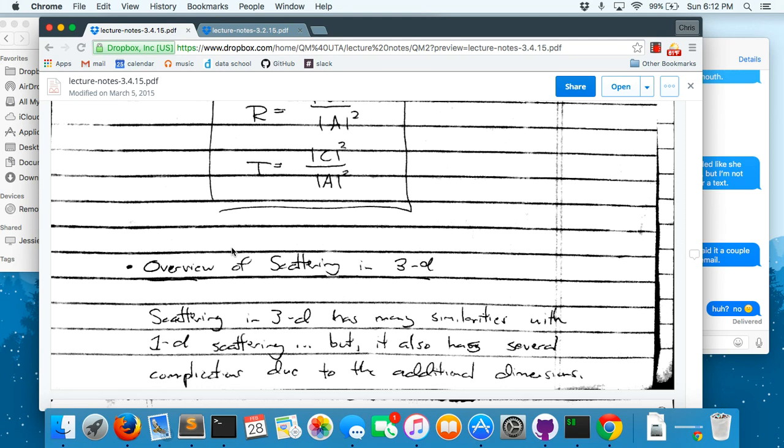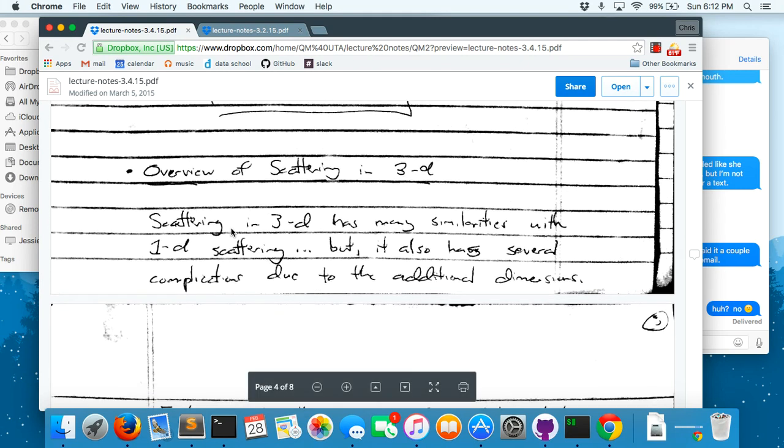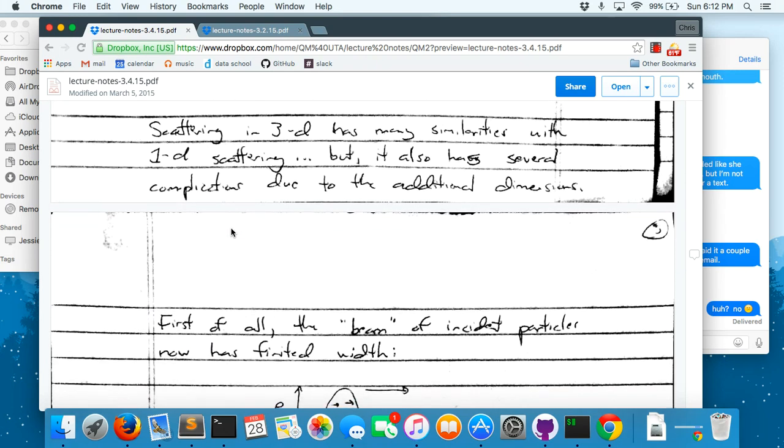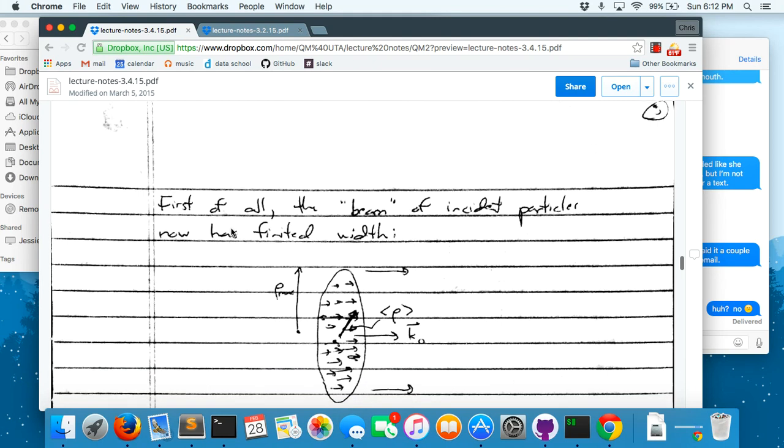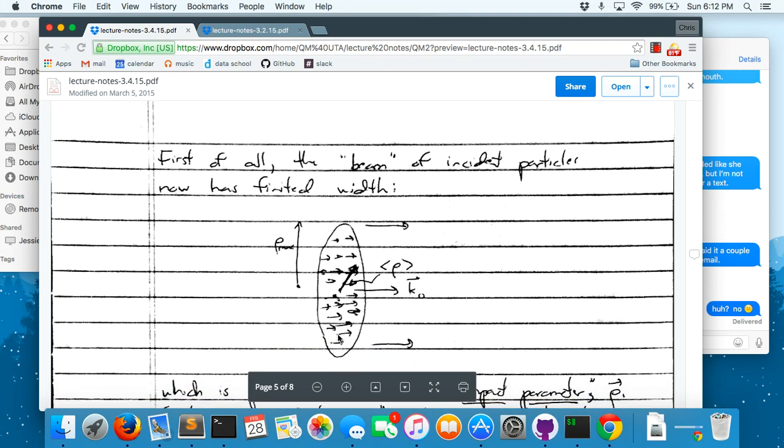All right, so what we want to do is start to talk about scattering in 3 dimensions. Right, so there's a lot of similarities, but there's also several complications because now we're dealing with additional dimensions. So the first complication is that now our beam is not just one-dimensional moving to the right. It has some finite dimensions in the transverse direction, right? So we would have some beam of particles where imagine each of these little arrows inside of this thing are actual particles, right? And so we have a pulse of particles coming down our pipe that we're going to use to shoot the particles at the target, right?